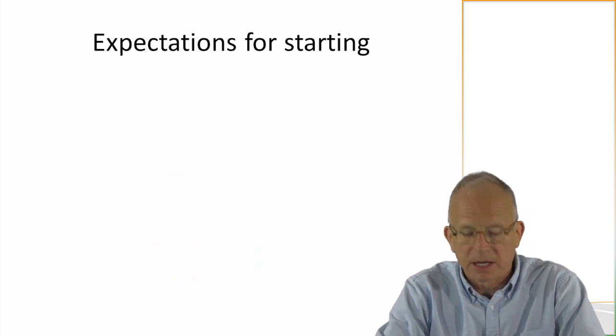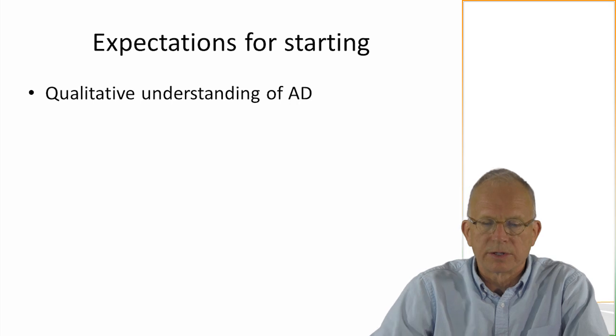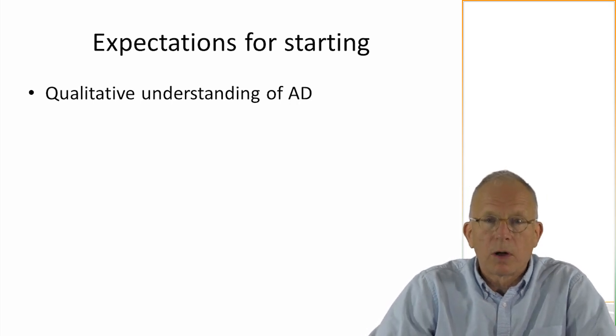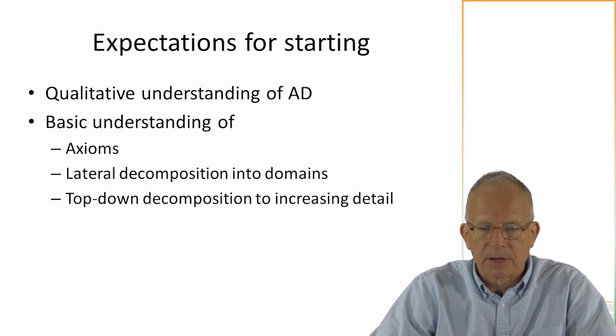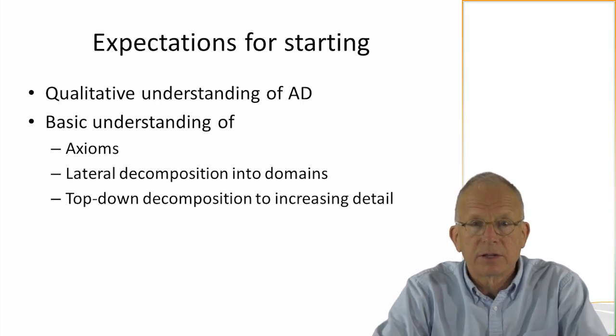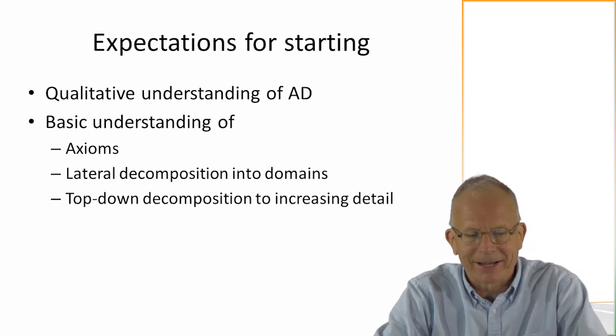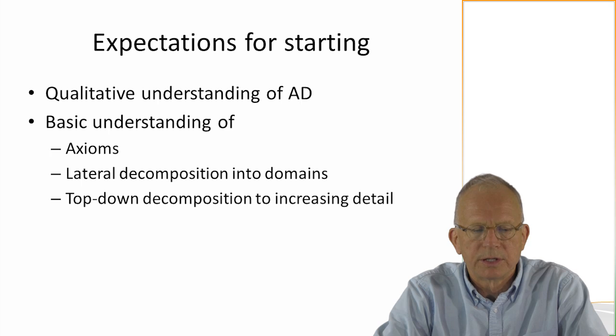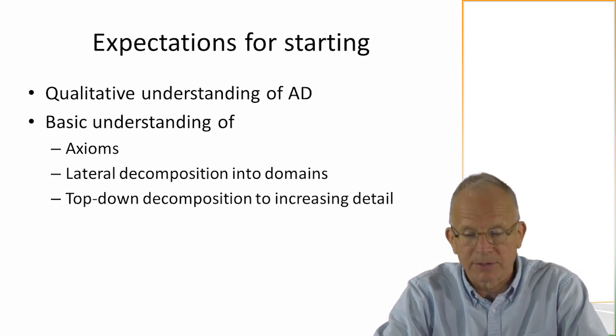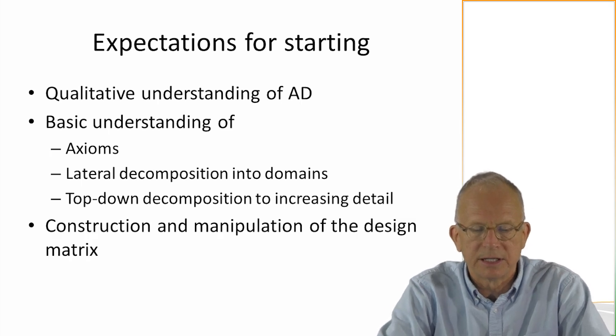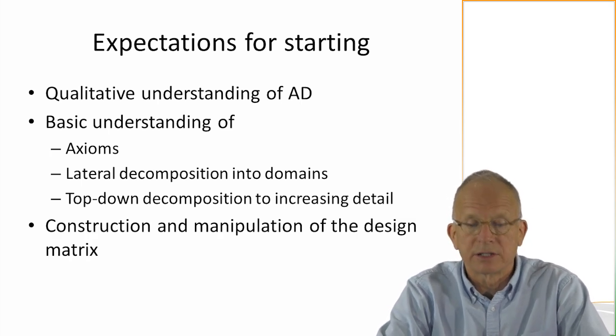So here are the expectations for starting this section of the course. One would be a qualitative understanding of axiomatic design. This would include basic understandings of the axioms, lateral decompositions into domains, and top-down decompositions into increasing details, as well as construction and manipulation of the design matrix.